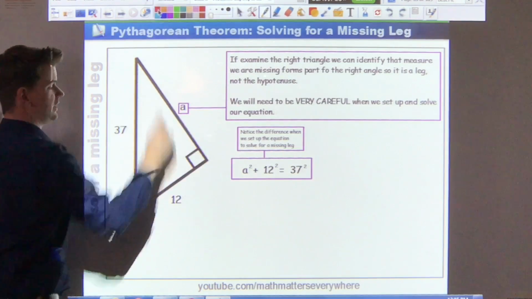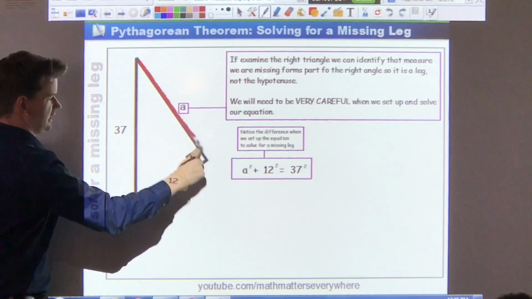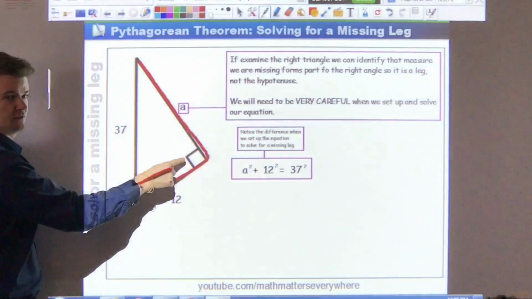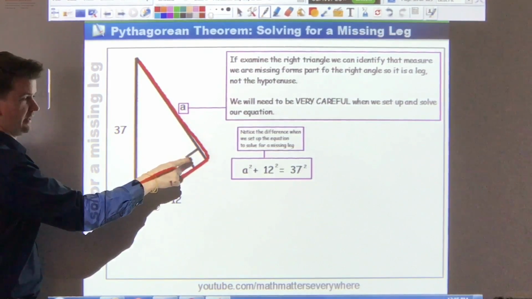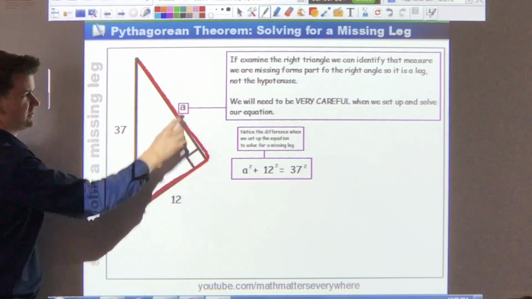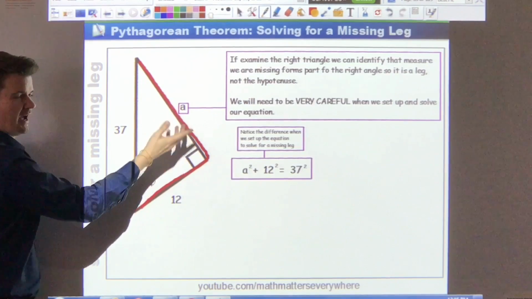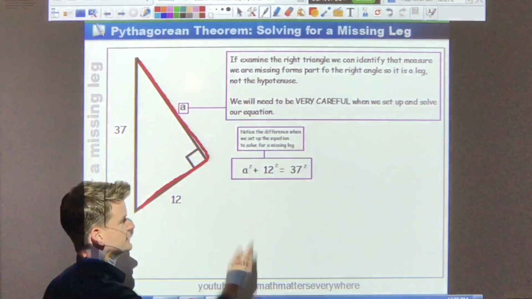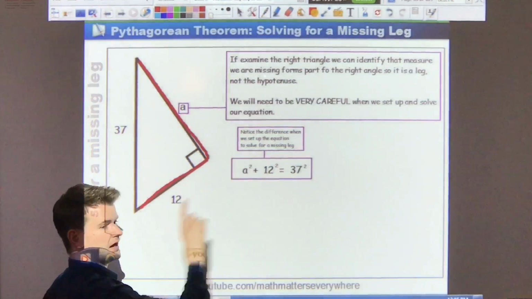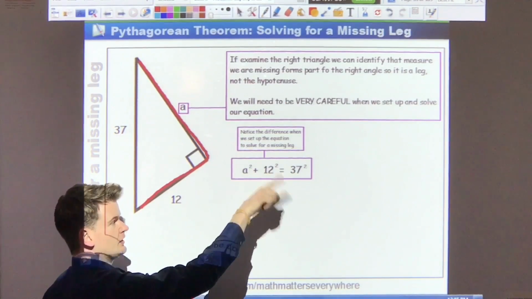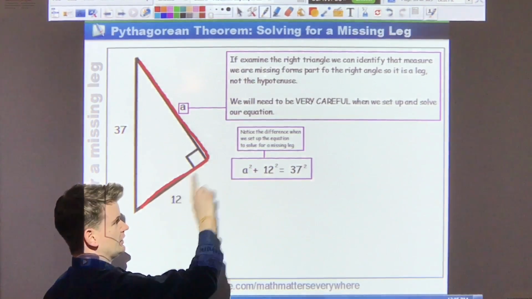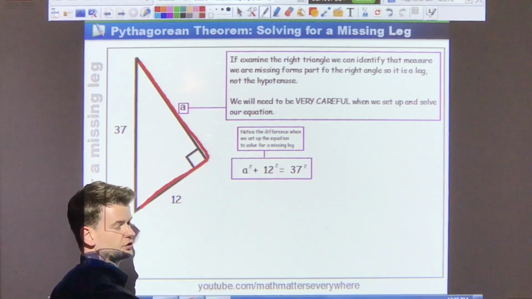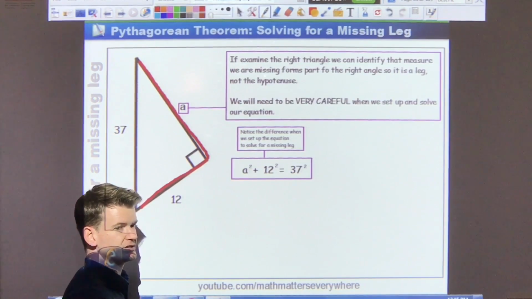How do I know we're trying to find the length of a leg? Because this side forms part of the right angle, and it's one of the shorter sides. It doesn't really matter if you make this A or B. I made it A. Just know that this is going to be on the left side. So on the left side, if you notice, we have A squared plus 12 squared, the other leg, equals the hypotenuse 37 squared. You have to be careful when you're setting this up.